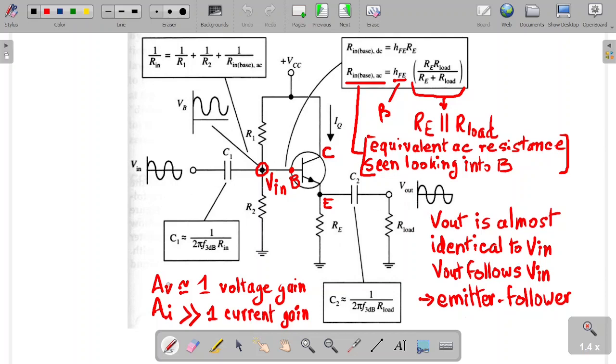Okay, so here I'm going to talk about voltage gain. The voltage gain is about 1, a little bit less, and the current gain is much greater than 1. Of course, that's why we use a common collector for the current gain.